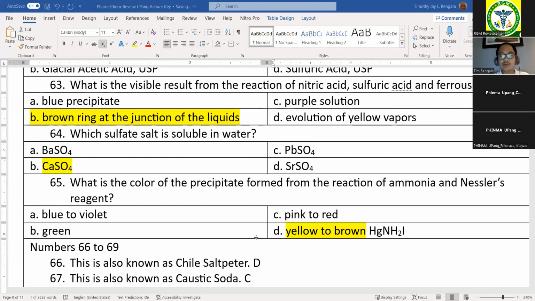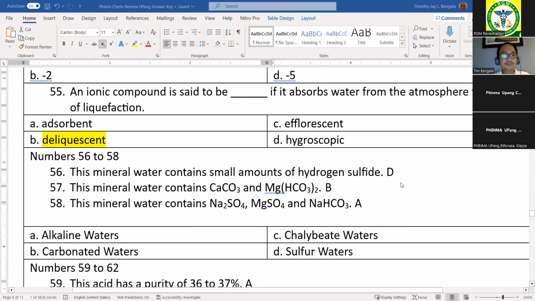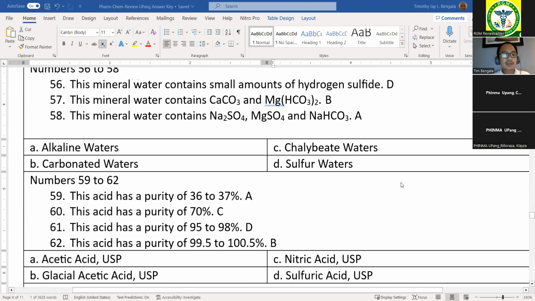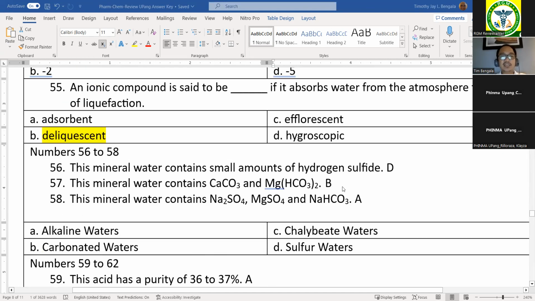56 to 58 daw. So, okay, ulitin natin. 56 to 58. So, number 1, hydrogen sulfide. So, sulfur waters, letter D. So, dito naman, letter C kasi wala talagang chalybeate, no? Kasi chalybeate would be containing iron. So, wala naman dito. So, ayan. Ang pagpipilian mo na lang is alkaline at carbonated waters.